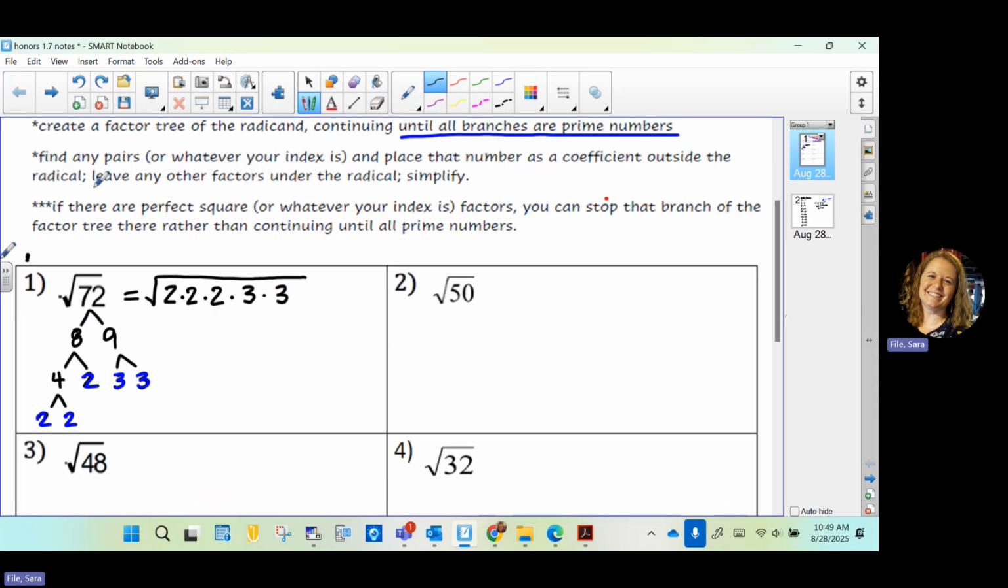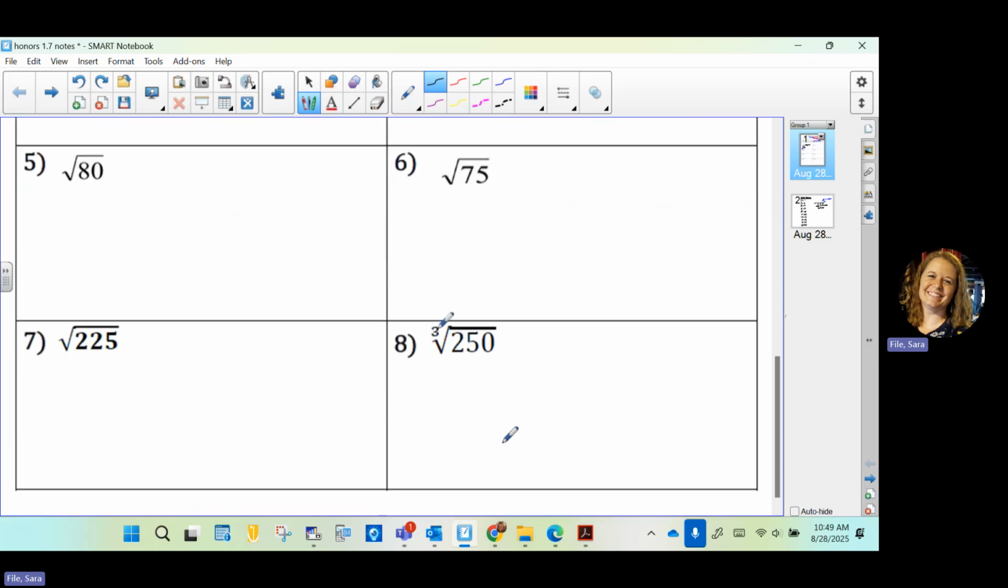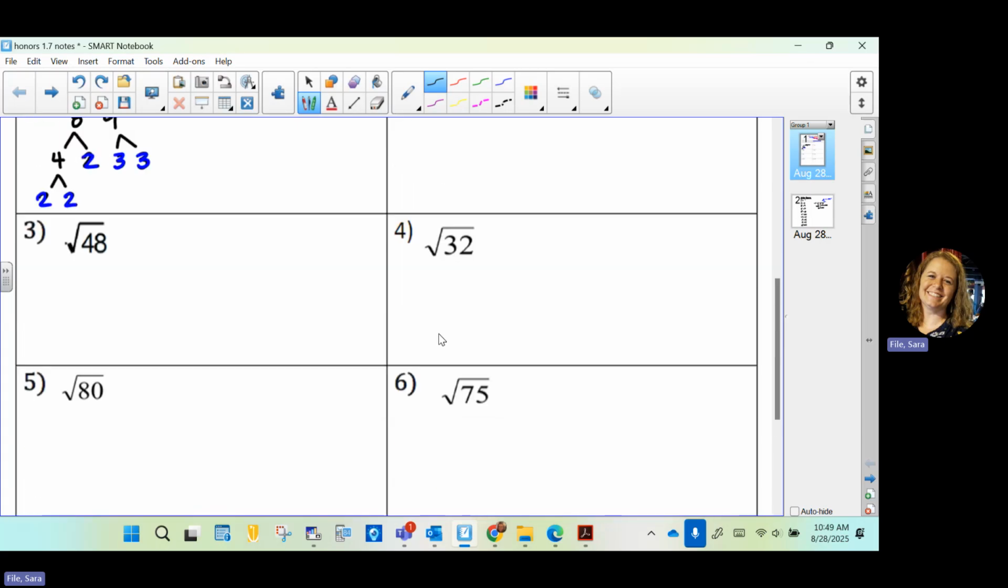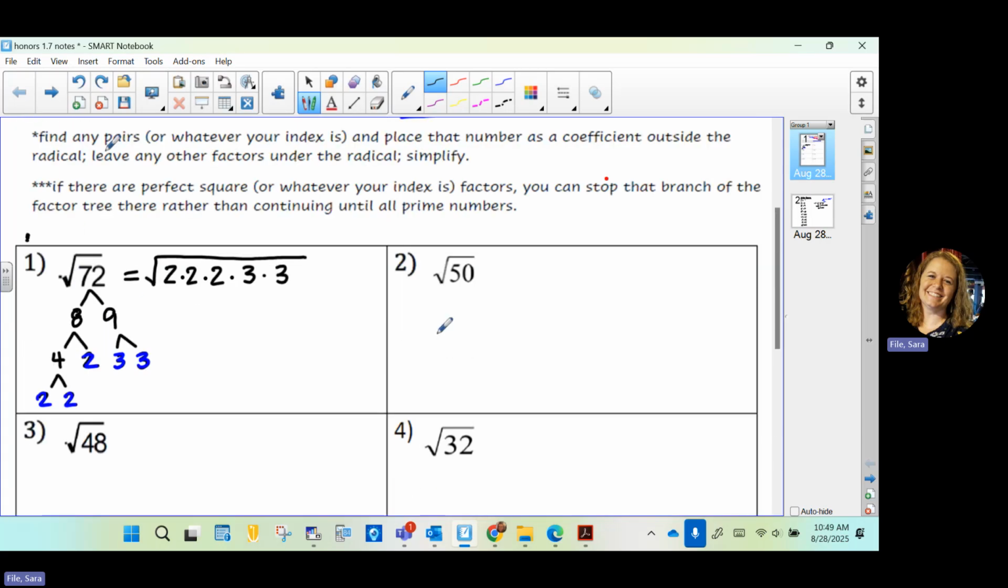Then it says you're going to find any pairs because we're doing square root. We're looking for pairs. Now, if your index was 3, like this last one, you're not going to look for pairs. You're going to look for triples, 3 of a kind. But since this is a square root, we're looking for pairs. So I'm going to circle my pairs.